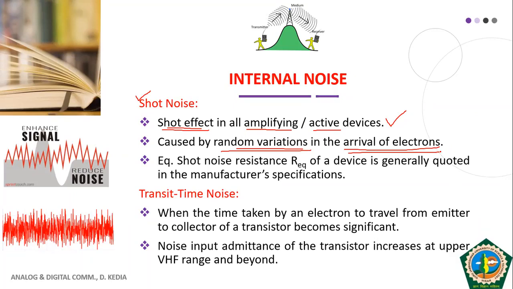Why do we call it shot noise? Because it generates a kind of noise which appears like a shot. This shot noise is represented in terms of an equivalent shot noise resistance. As I told you, the noise generated by a resistor is proportional to the resistance value itself.